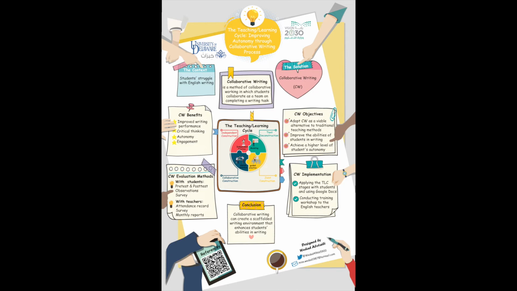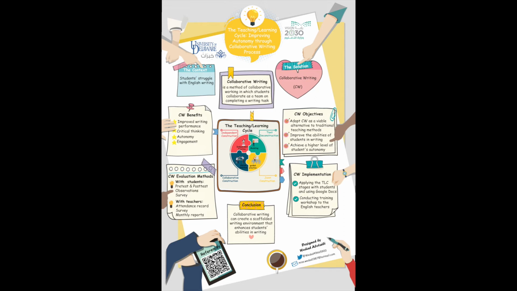The second stage is joint construction, in which the teacher and the students are collaborating in writing one single text. And here I mean that the teacher will collaborate with the whole class in writing, for example, a paragraph. She will encourage her students to participate. She will accept their answers, and she will encourage them to choose the best phrases and words.